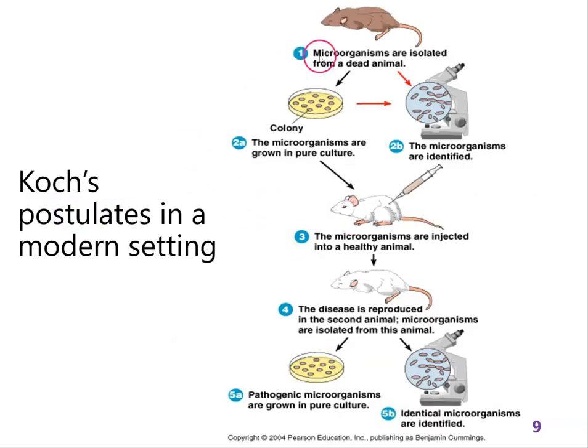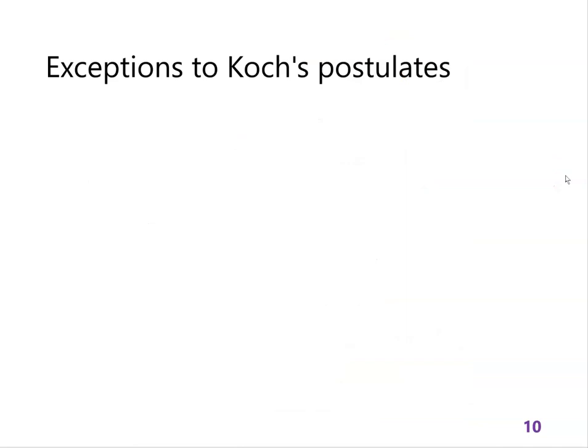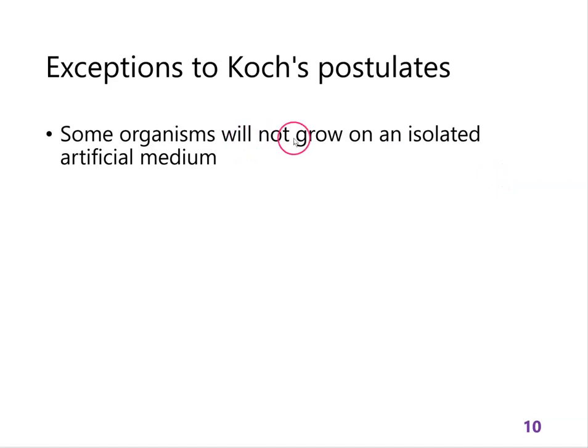So this is a slide that walks you through Koch's postulates in a modern research setting, but it's really the same steps. And then here are some exceptions to Koch's postulates. If you can't grow the pathogen in the lab, you can't do this. So with viruses, historically, we couldn't ever do Koch's postulates.